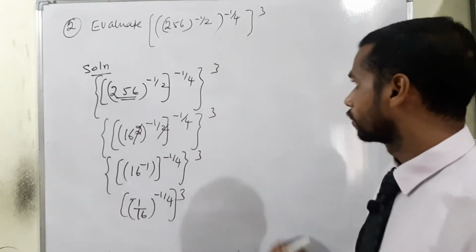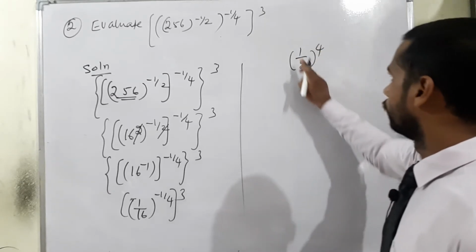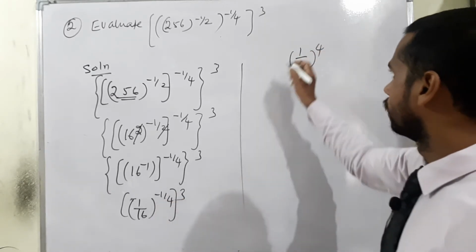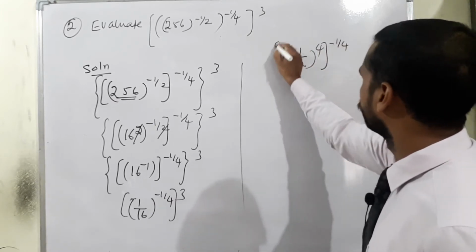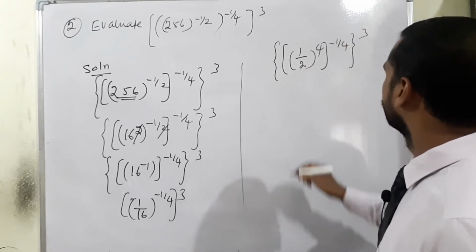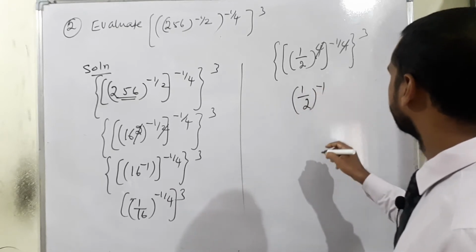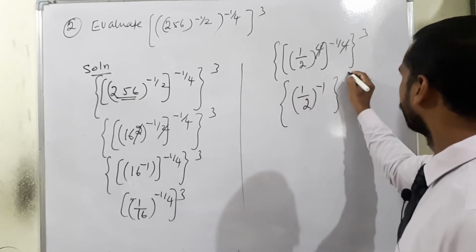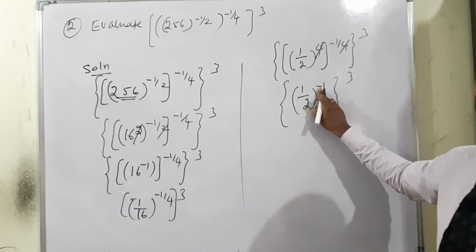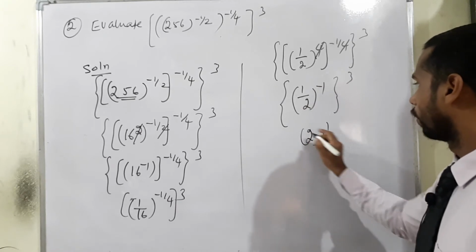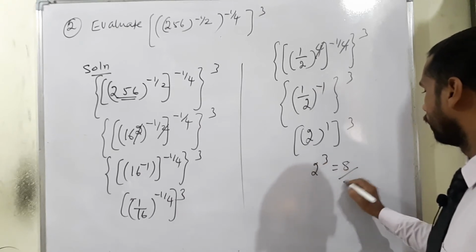So 1 by 16, how to split it? 1 by 16, we can write it as 1 by 2, the whole power of 4, isn't it? 1 to the power 4 means 1, 2 to the power 4 means 16. Again, the whole term to the power of minus 1 by 4, the whole power of 3. Again, this 4 and 4 cancel, which means 1 by 2 to the power of minus 1 and the whole power of 3. Already I told you the power of minus 1 means reciprocal, that is, negative converts to positive. Therefore, 2 to the power 1, the whole power of 3. So 1 into 3 means 3. So 2 to the power 3 means the answer we have is 8.